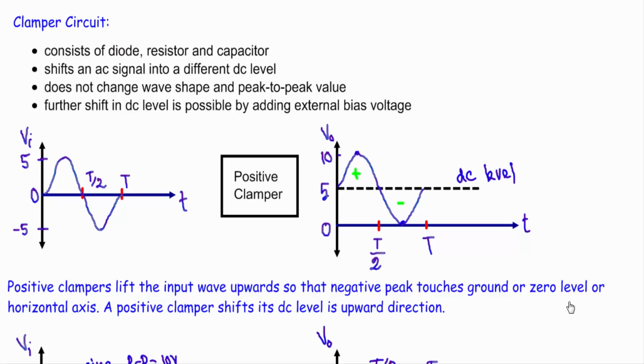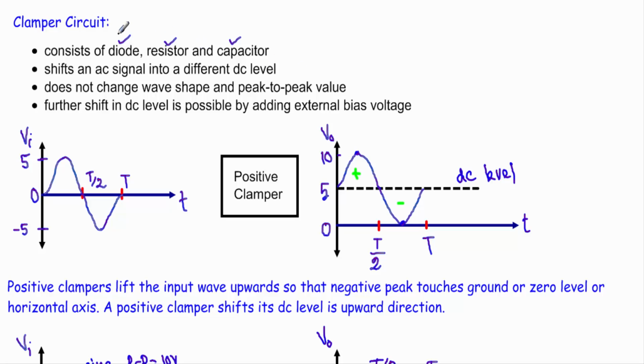In this video, I will talk about the clamper circuit, its classification and the basic working principle of a clamper circuit. So what is a clamper circuit? A clamper circuit is a network that consists of a diode, resistor and capacitor, and it shifts the DC level of any AC signal or alternating signal.